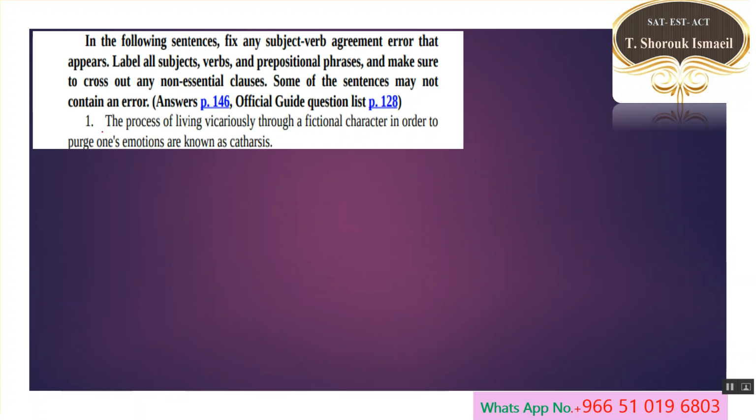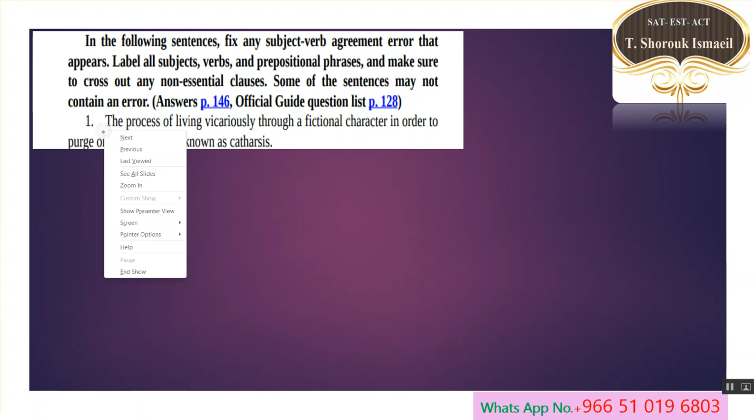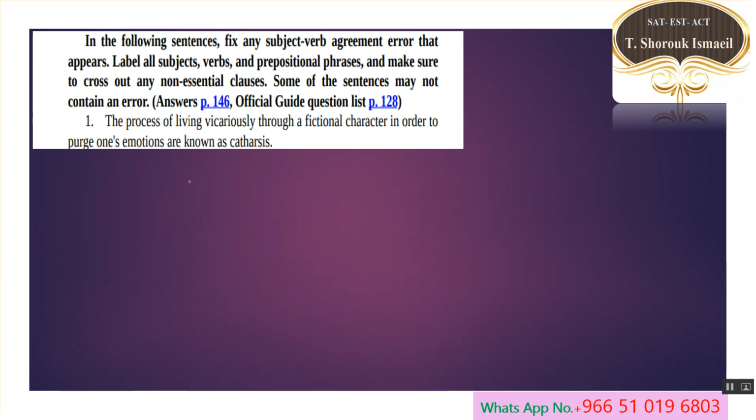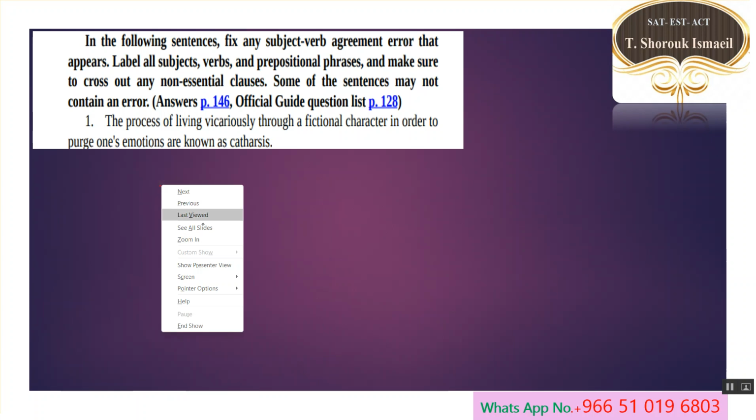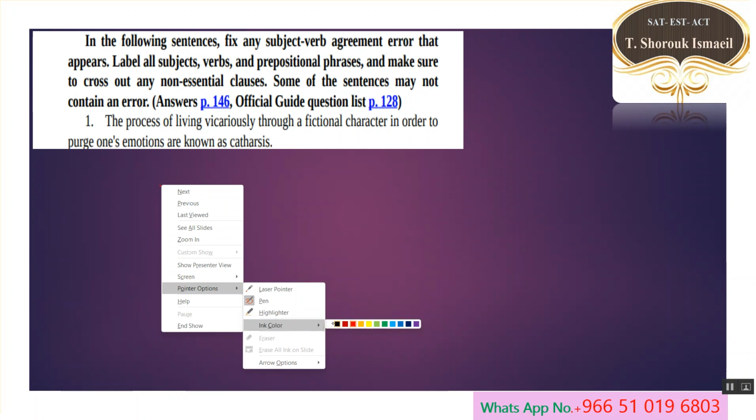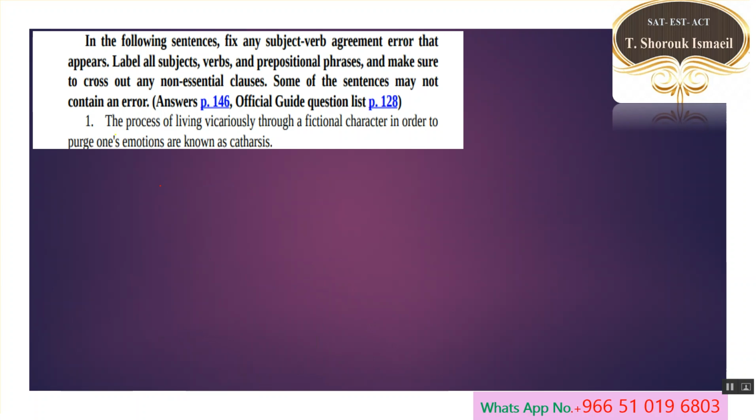Let's have a look at my subject here. My subject, okay, let's change the color and choose another color. The pen, okay, and I need to change the color. Okay, where? Pointer options, in color. Let's make it yellow.